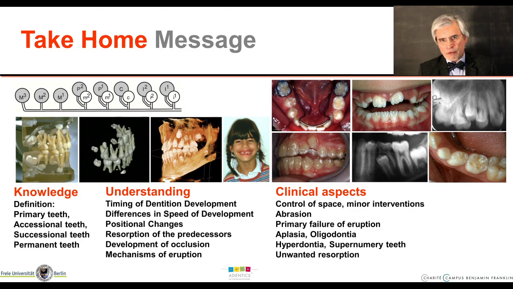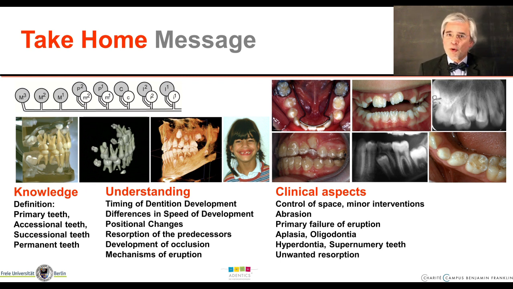Now we can summarize the big chapter about development of the dentition. Here is the take-home message. We have addressed the different types of teeth in regard to their role in development of the dentition. And we have seen the complexity and the dynamics of the development of the dentition, and we addressed some of the many theories about the mechanisms of tooth eruption.